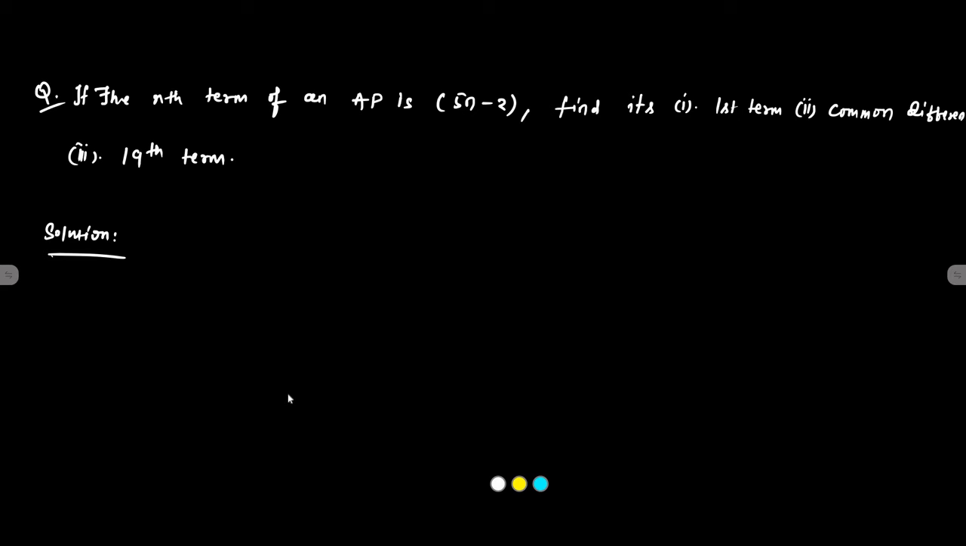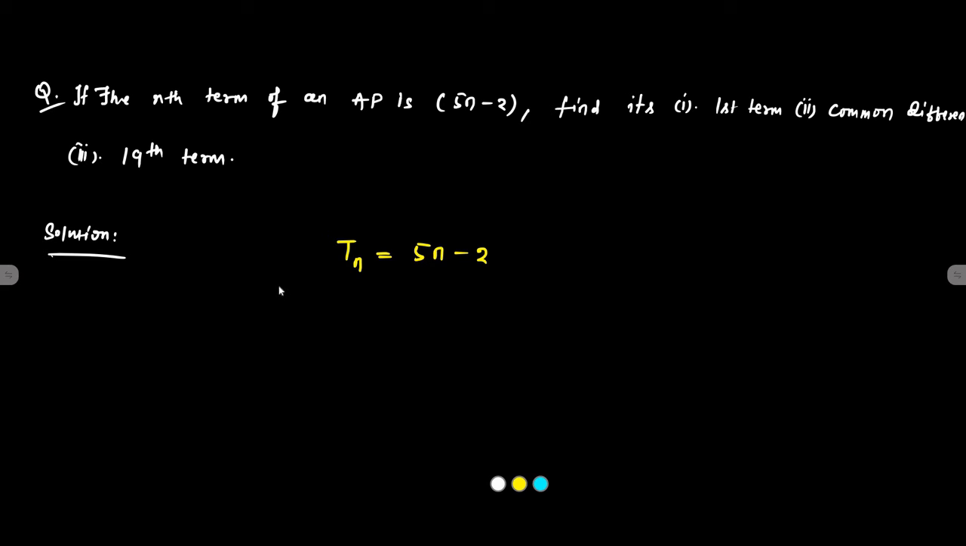So here is another question. It is given, if the nth term of an arithmetic progression is expressed as 5n minus 2, find its first term, the common difference, and the 19th term. Okay, so here it is given that the nth term for the AP is 5n minus 2.